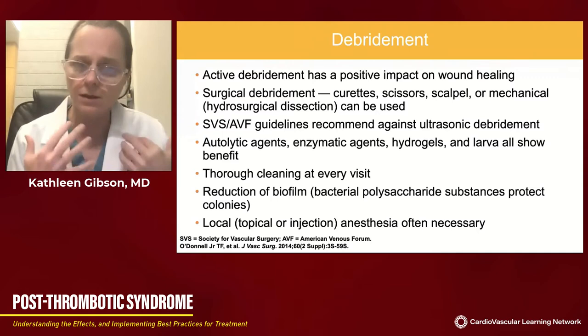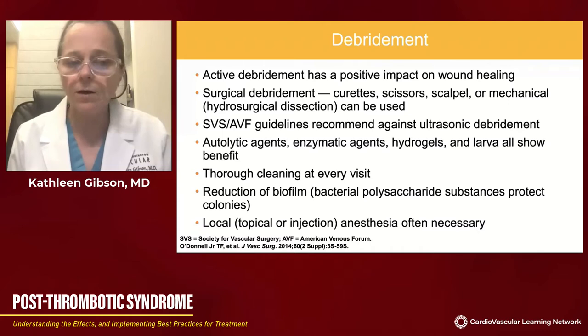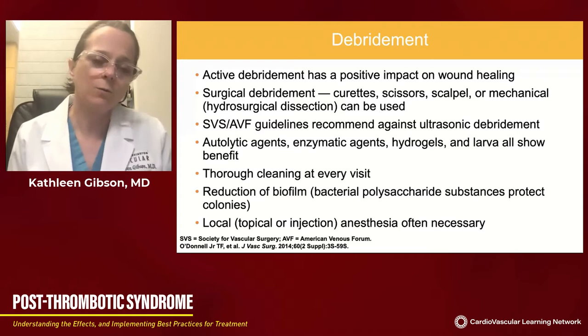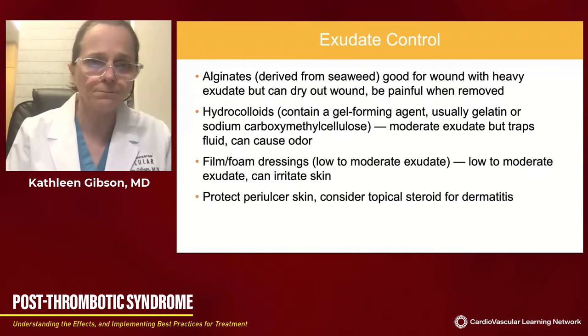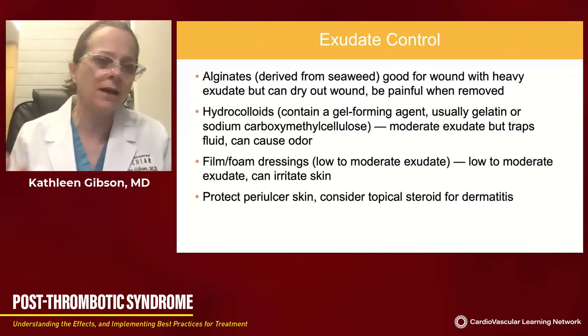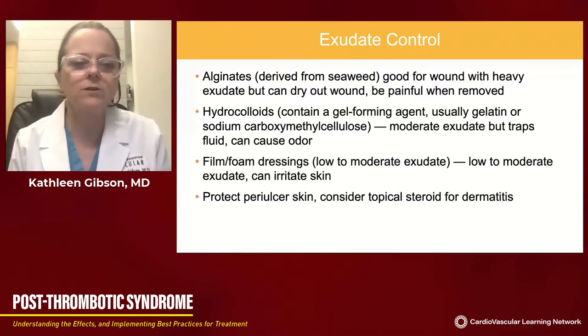Sometimes these debridements can be painful and local topical or injection anesthesia is often necessary. And if the wound is bad enough, the first debridement in particular may need to be done under anesthesia in the hospital. There are lots of different ways to control exudate, ranging from using alginates to hydrocolloids, film and foam dressings, and it's important to protect the para-ulcer skin and consider a topical steroid if they develop dermatitis.